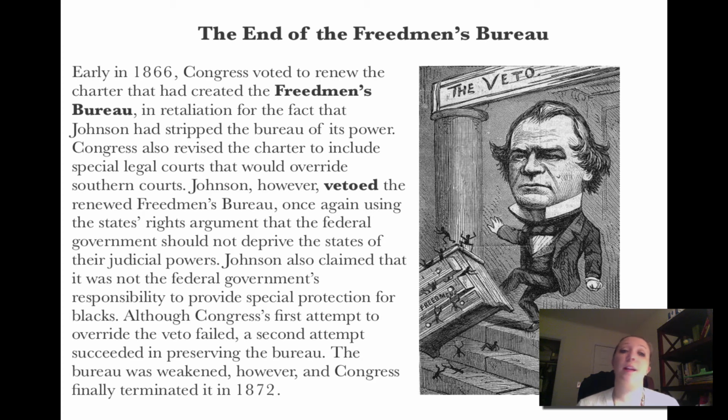Johnson, however, vetoed the renewed Freedmen's Bureau, once again using the states' rights argument that the federal government should not deprive the states of their judicial powers. Johnson also claimed that it was not the federal government's responsibility to provide special protection for blacks. Although Congress's first attempt to override the veto failed, a second attempt succeeded in preserving the Bureau. The Bureau was weakened, however, and Congress finally terminated it in 1872.